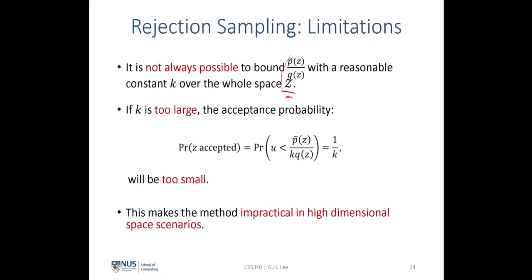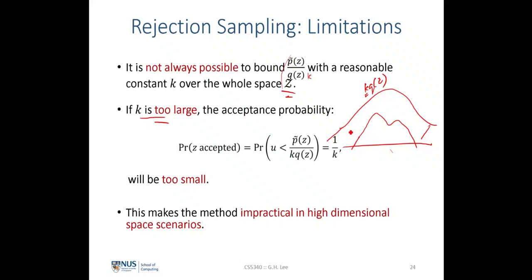So one particular way to overcome this would be, why not choose k to be a huge number, and we are always guaranteed that the proposer distribution multiplied by k will cover or bound our whole target distribution. So we can choose kq of z to be a very large value such that it will cover everything for sure. But this is also not reasonable.